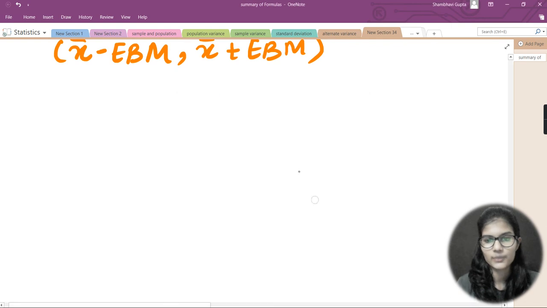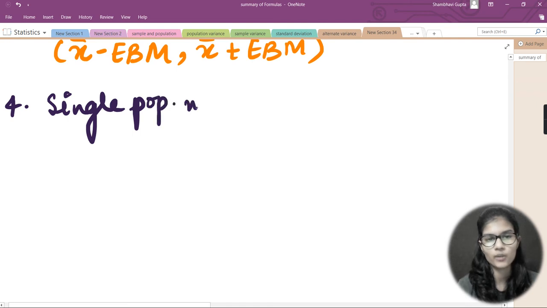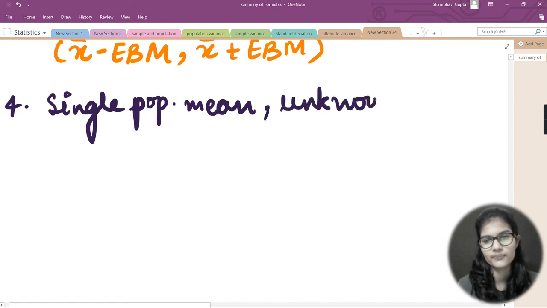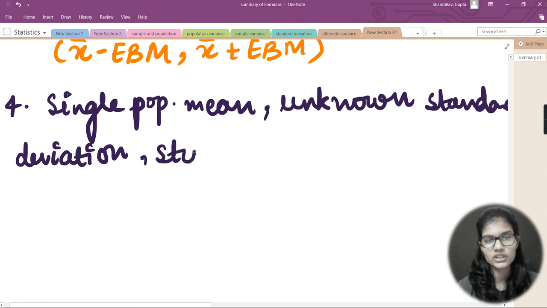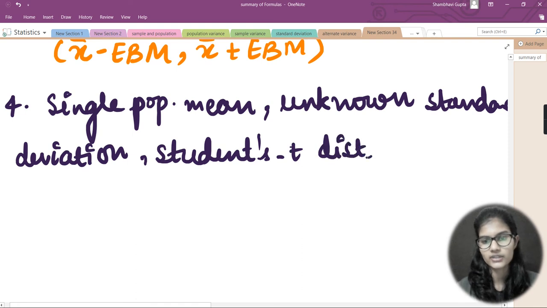After that my next color comes, and I would add the number 4 here, in which we covered the single population mean, where I write population as pop. Then we saw the unknown standard deviation. After that it was the Student's t distribution.